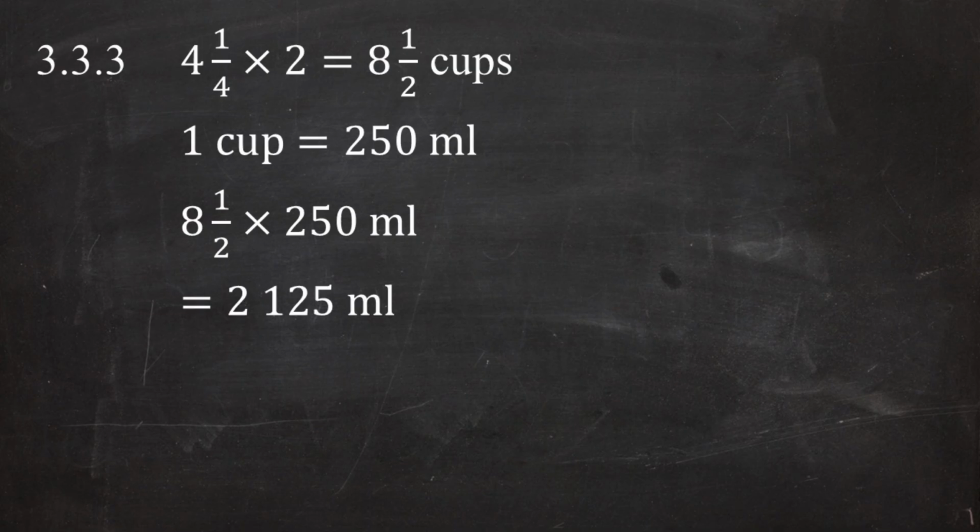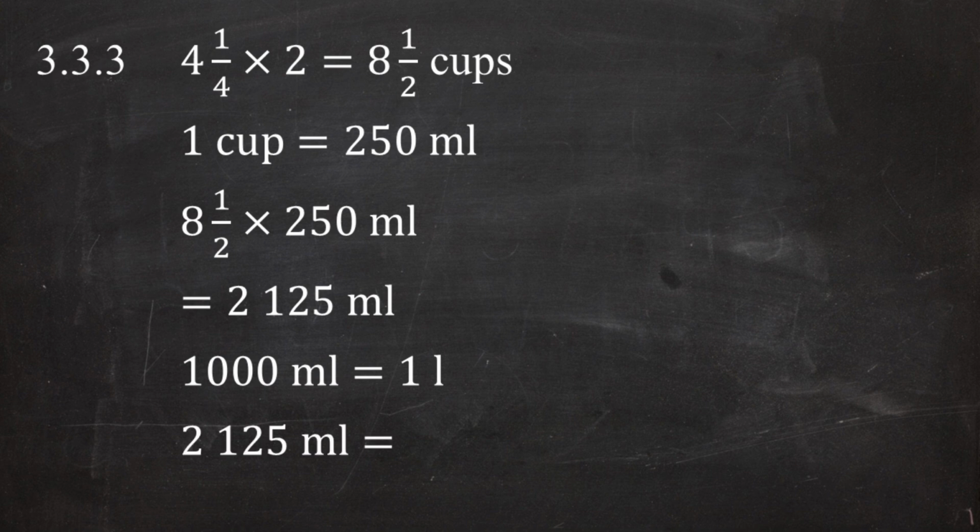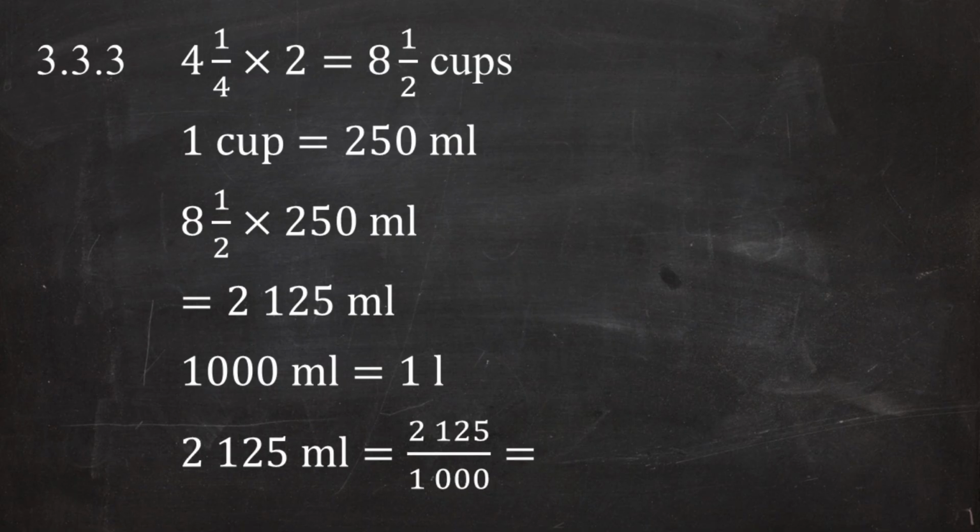2,125 milliliters. Now we should know that there are 1,000 milliliters in 1 liter, so 2,125 milliliters equals 2,125 divided by 1,000, and this equals 2,125 liters.